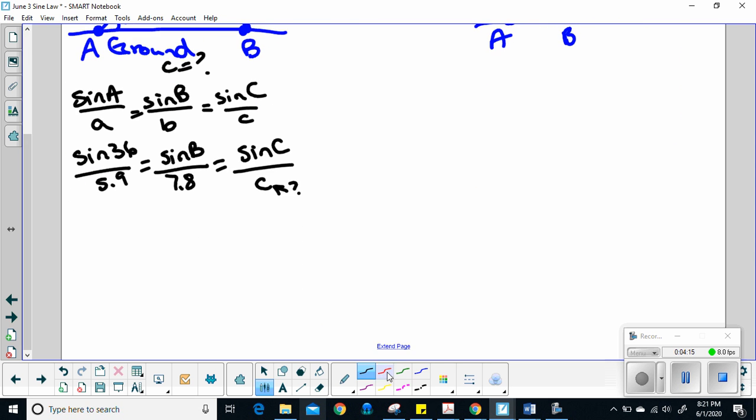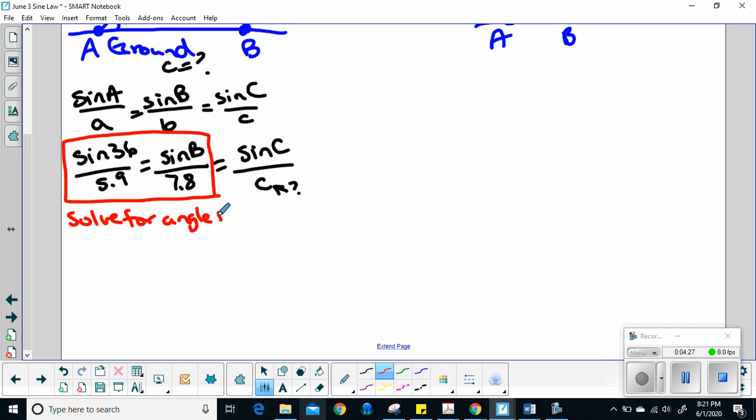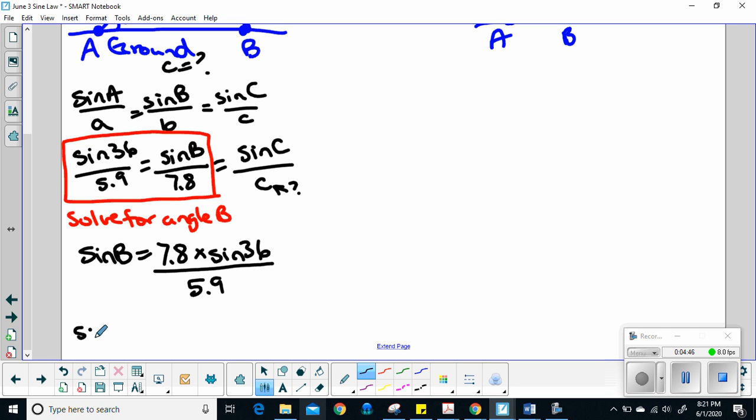All right, first off, we need to solve for angle B first. So to solve for angle B, and we have to solve for that first because that's basically all I have available to me right now. Let's cross multiply. So if I cross multiply here, I've got sine B equals 7.8 times sine of 36 degrees, all divided by 5.9. Throw that in your calculator, and you'll get a great big giant decimal.